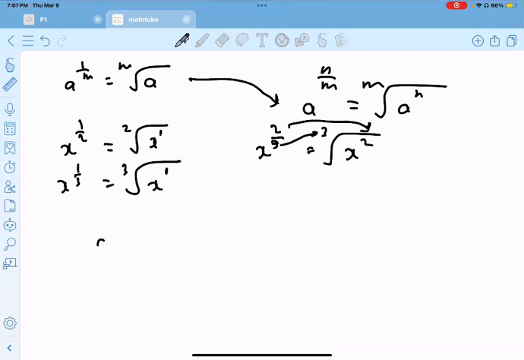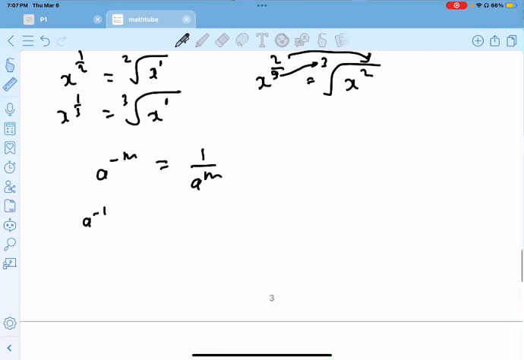Now, what if we have a to the power minus m? That will essentially mean 1 over a to the power m. An example of this, a to the power negative 1 is 1 over a to the power 1, which is just 1 over a. X to the power negative 3 is basically 1 over x cubed. That's all that we need to know from that.